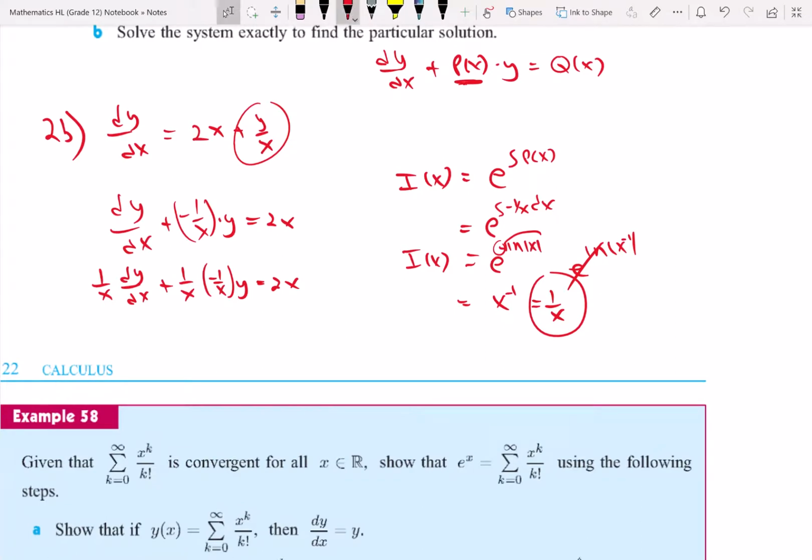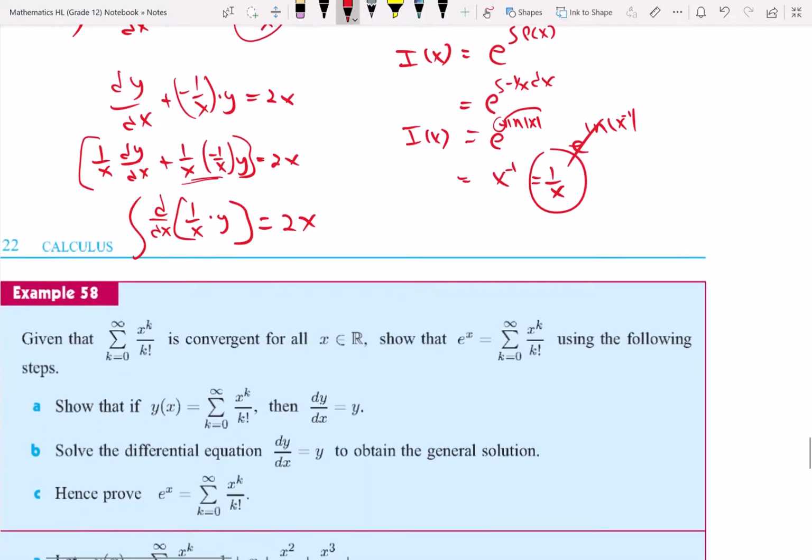equals 2x. Remember, if this works out, this whole thing should be the derivative of your integrating factor times y, if it works out, right? So we could check, right? If we use product rule, I would take the derivative of y, I get dy dx times the first one, which is 1 over x, plus the derivative of 1 over x, which would be negative 1 over x squared, which is what this is, times y. So yes, that works. And so we know that that's equal to 2x.